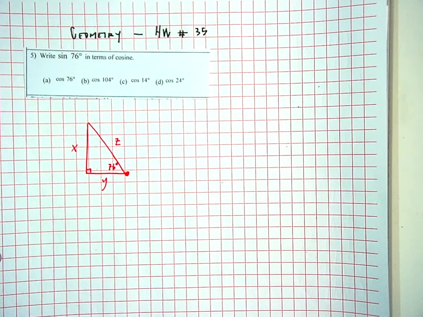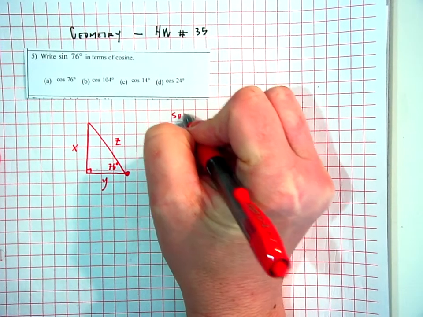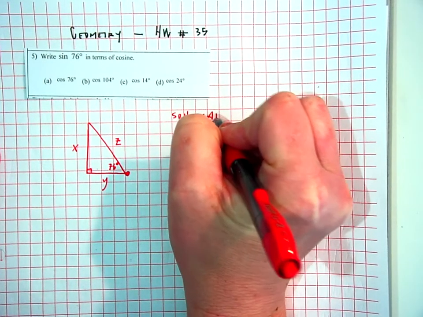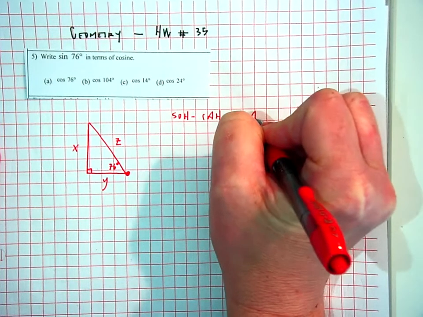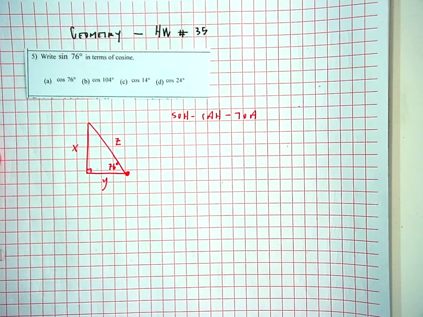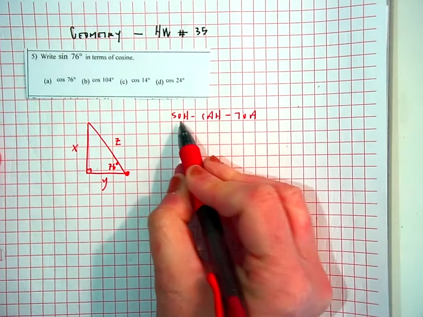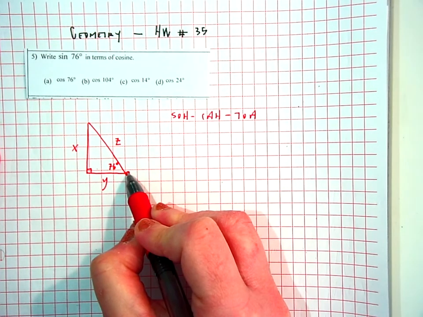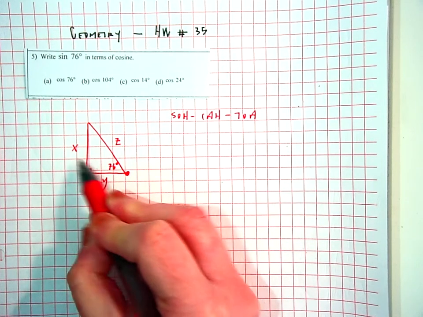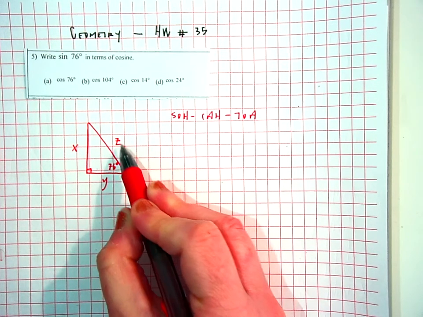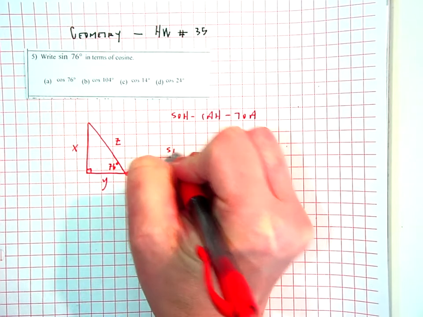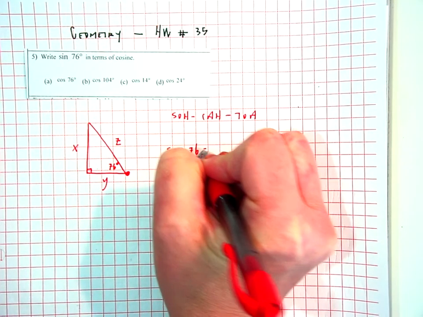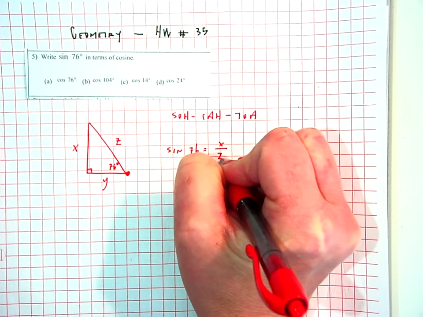So when I think, well, what is my sine ratio for an angle that is 76 degrees? I can go back to my SOHCAHTOA, right? I'm just looking at my basic trigonometry. My sine ratio should be the opposite side over the hypotenuse. So from this reference angle of 76, my opposite side would be x, and my hypotenuse would be z. So I know that sine 76 would be x to z.